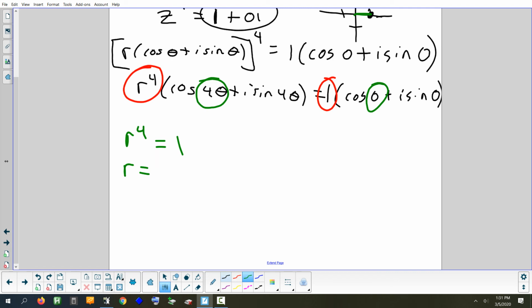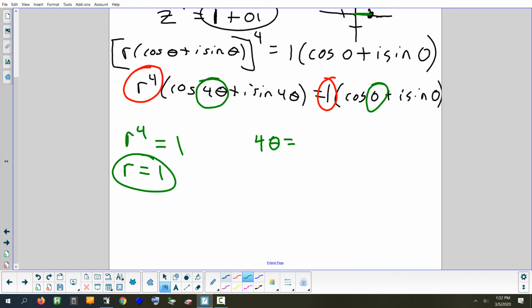And what's the 4th root of 1? 1. So when you write all 4 of your answers, they all have a radius of 1. But they're going to have different angles. So the radius is always the same in every answer. It's the angle that's different. So what was our angle on the left? 4 theta.